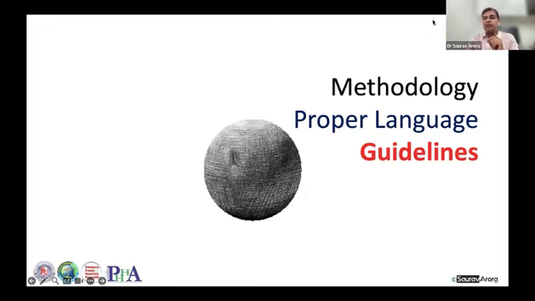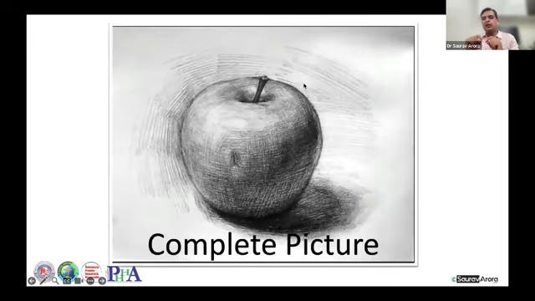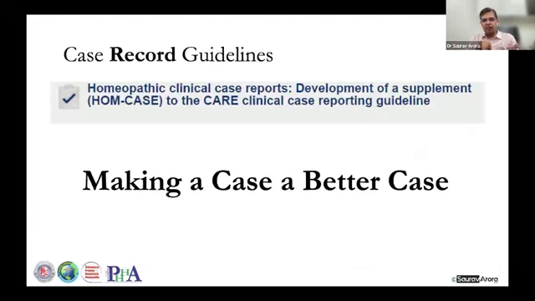That proper language is important. If your language is not right, nobody's going to accept or even listen to your case record. And did we follow any guidelines? Now, the guidelines are important because they contribute towards completing the picture. Now, one of these guidelines is the case record guidelines. We call them HOME case guidelines. Making a case a better case.